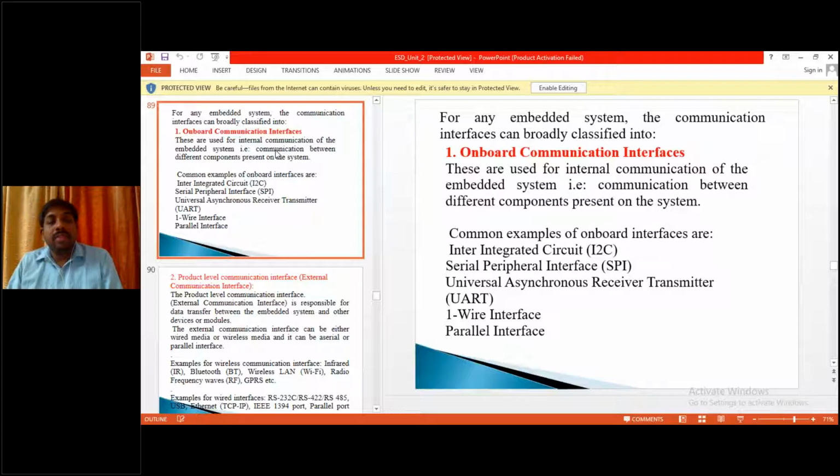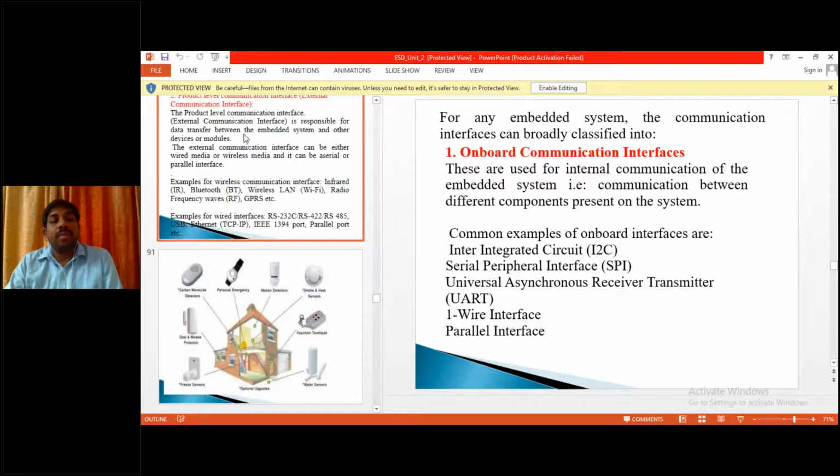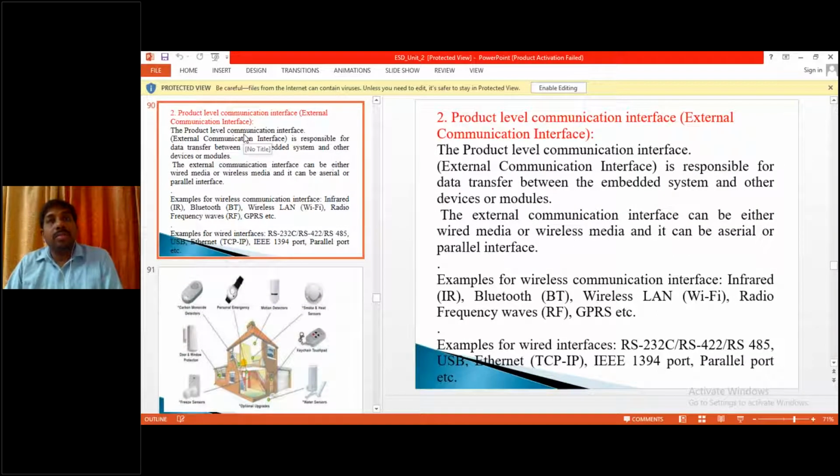The second one is external communication interfaces. For external communication interfaces, the embedded system has to interact with a system placed at some other place, either by wired method or wireless, for which the wireless techniques are infrared, Bluetooth, wireless LAN, radio frequency, GPRS. So using an infrared technique you can use wireless transmission, Bluetooth wireless transmission, wireless LAN, Wi-Fi, radio frequency waves, GPRS.